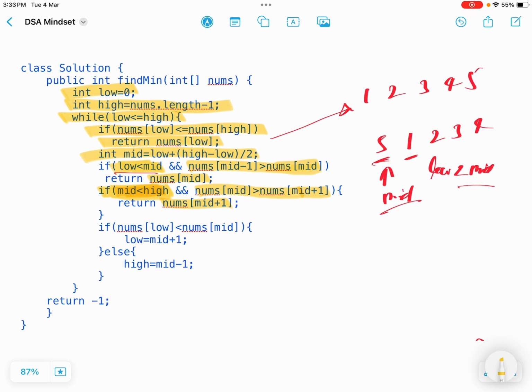Otherwise, we are saying that if low is less than mid, let's move low to mid plus 1, else we are saying mid minus 1, right? Low is lesser than mid, right?